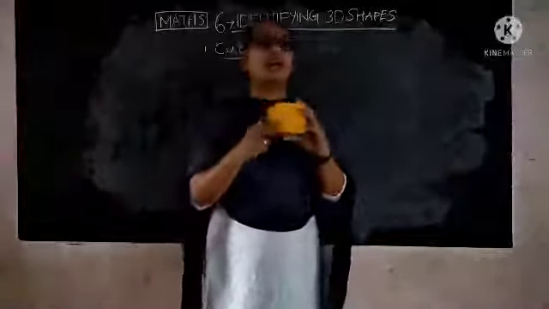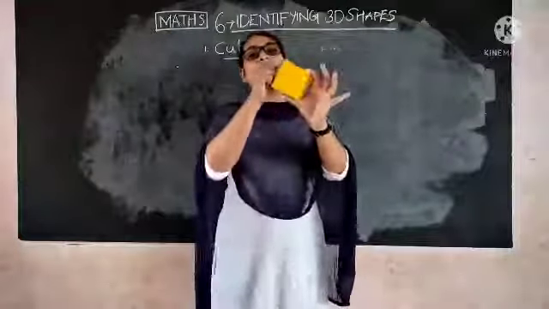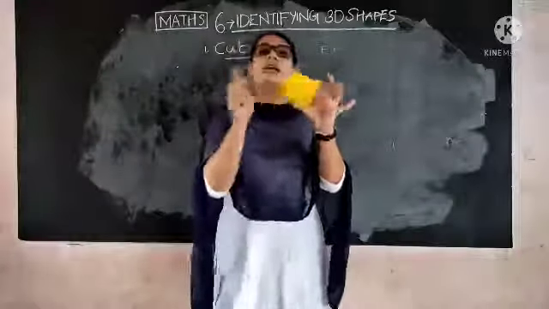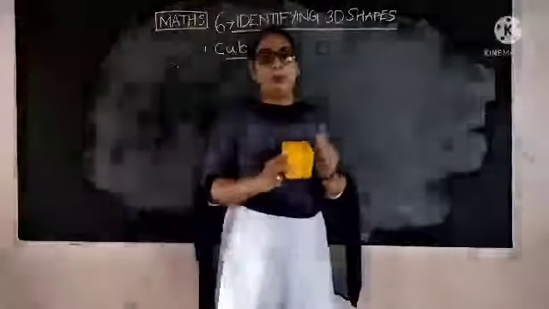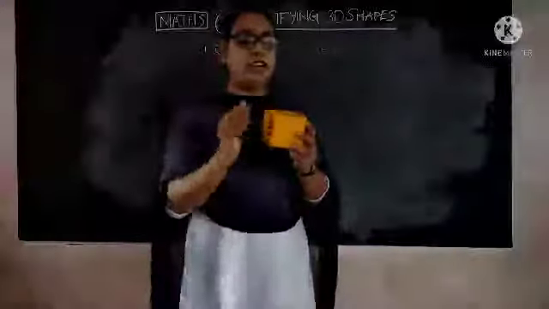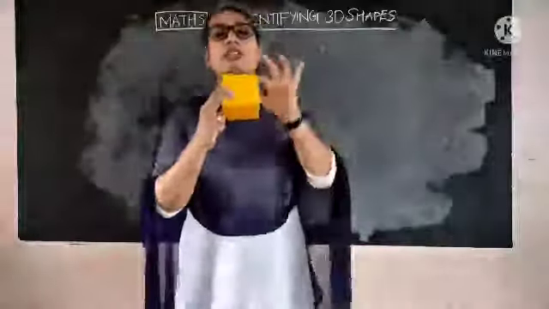You may have seen your dice, right? This is like your dice. All the edges and all the faces are equal. All characteristics are the same as a cuboid. The main speciality of this cube is that all the faces and all the edges are equal.